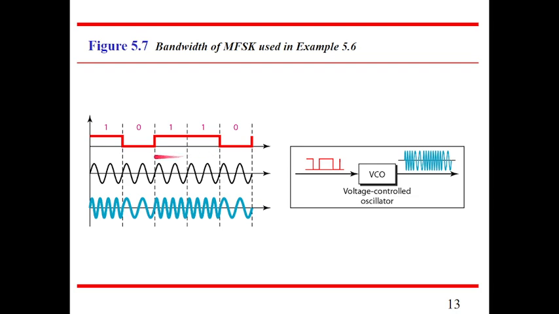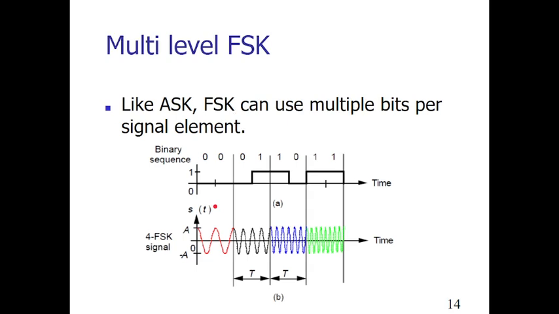In this slide we are showing the whole process of frequency shift keying. That is, for a 1 bit the frequency gets higher, for a 0 bit the frequency gets lower, and as the phase is unchanged, this is coherent frequency shift keying. Okay, so this is the slide that I wanted to talk about.